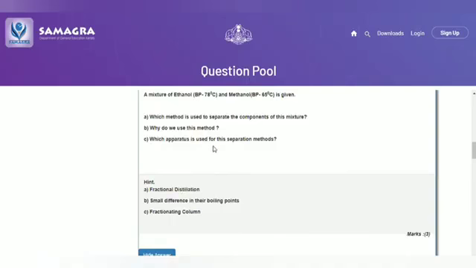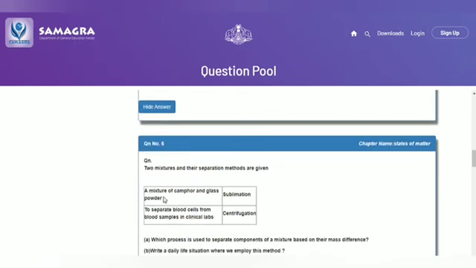Which apparatus is used for the separation method? Fractionating column. It is used for the separation. Fractional distillation is used to separate the components of the mixture. Why do we use this method? Small differences in the boiling points. Then, which apparatus is used? Fractionating column.